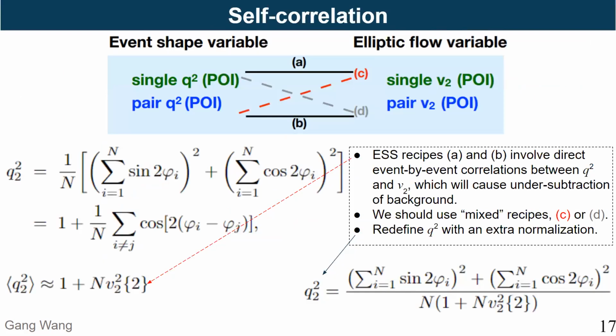And then we understand there is some self-correlation if you do single, because if you expand this Q square, in the end, you get that Q square average is related to V2. So if you plot delta gamma against V2 binned by Q2, there should be some self-correlation. So we need to correct for that by using pair Q2. And also, this is not exactly one, meaning the definition of Q2 needs some correction in the normalization. So this is an improvement in the normalization.